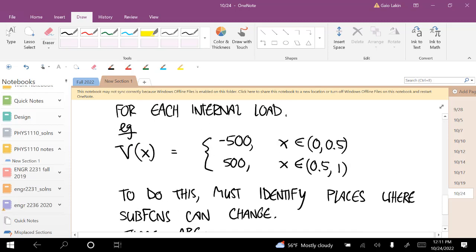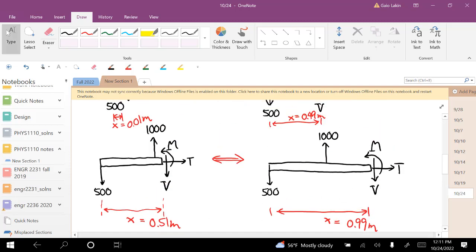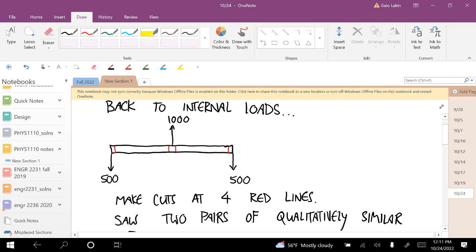Okay, so what I'm going to do is this same super simple example, this one, and the only places where the subfunctions can change on this are the two endpoints and the 1,000, okay? Nothing else is going on that's in that list. So we're going to have one subfunction that represents all x values from 0 to 0.5, and another one that represents all x values from 0.5 to 1.